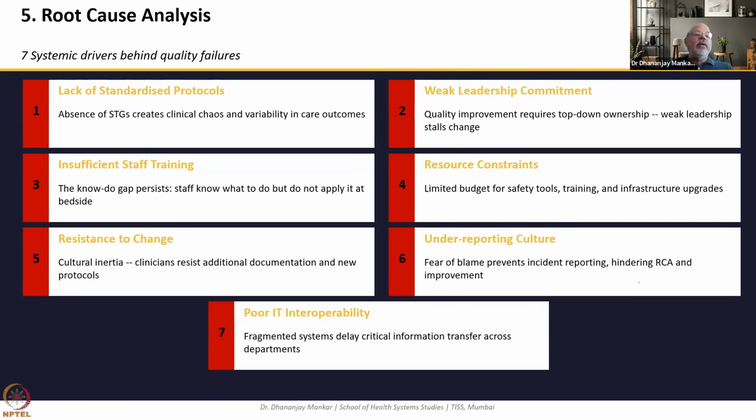Insufficient staffing and training, where the staff is very poor or underpaid, or many times you may find that there is a gap between what they have really learned or acquired and what they are really applying.